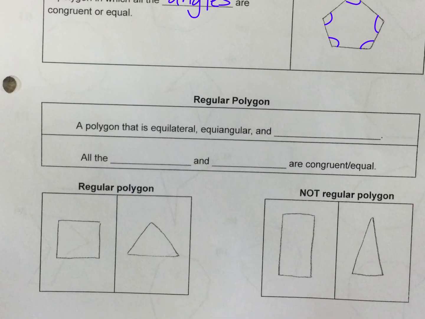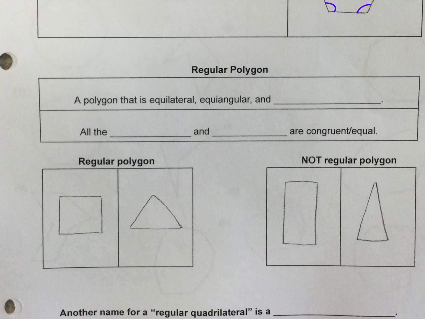Then we have what we call regular polygons. A polygon that is equilateral, meaning its sides are equal. Equiangular, meaning its angles are equal. And it also must be convex, meaning everything's pointing out. So those are the three requirements for a regular polygon. All that is saying is that all the sides and angles are equal.